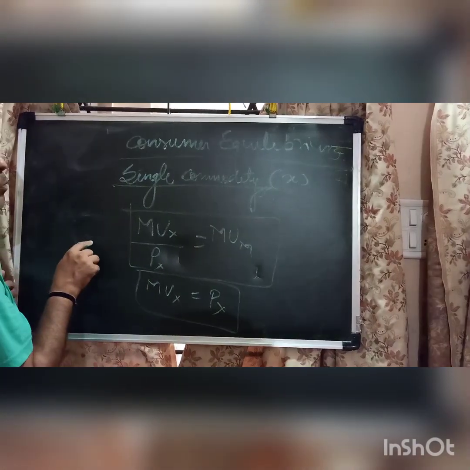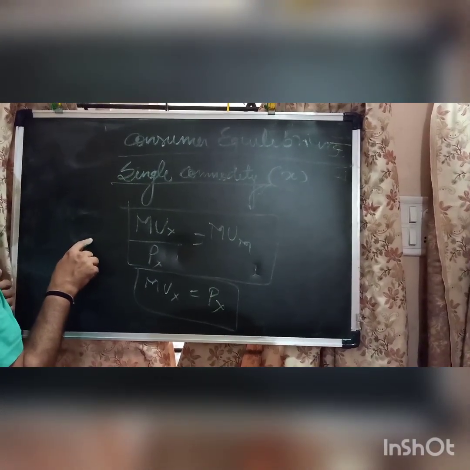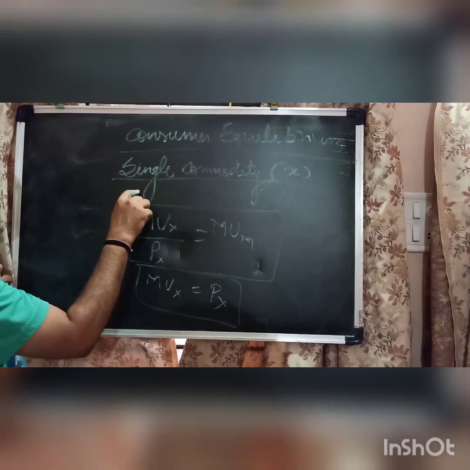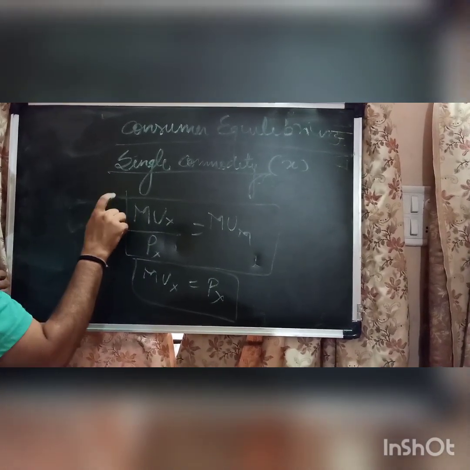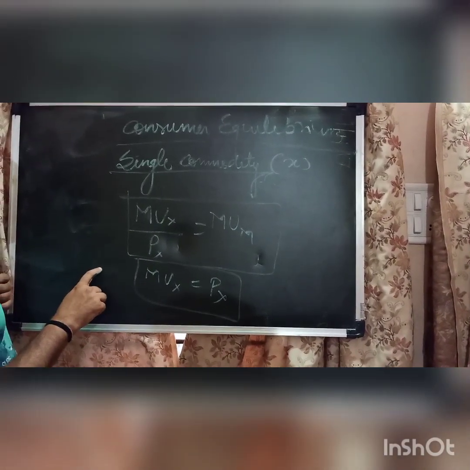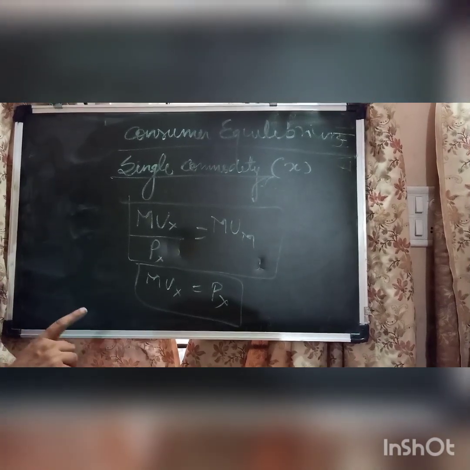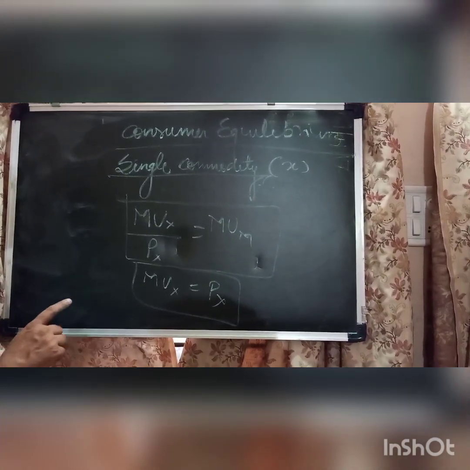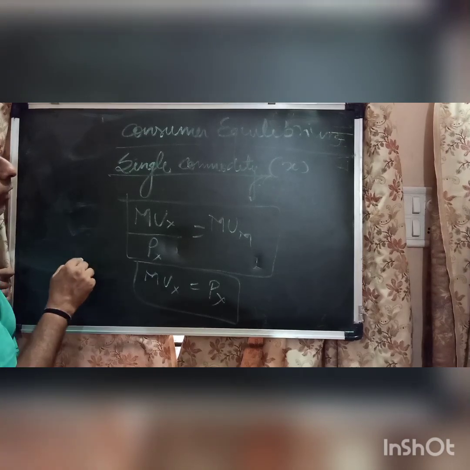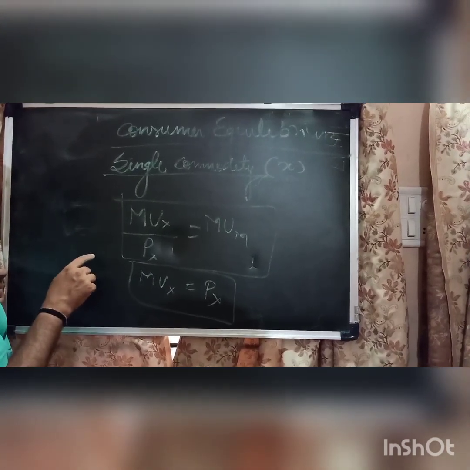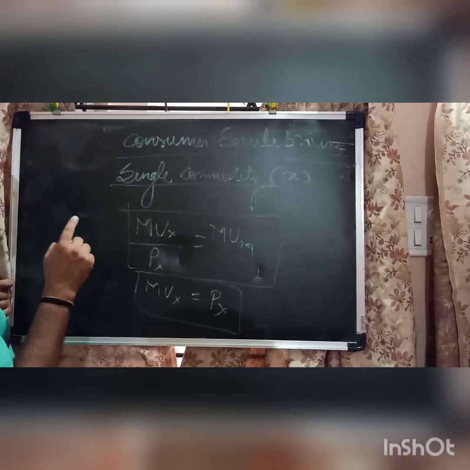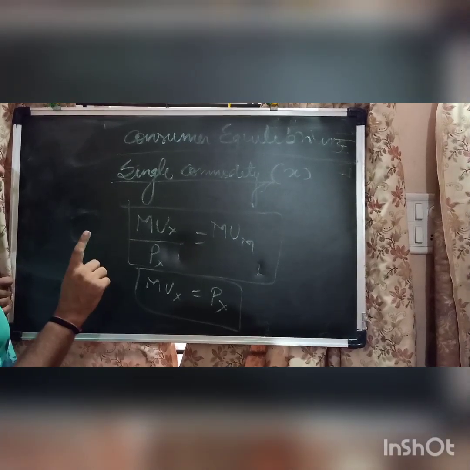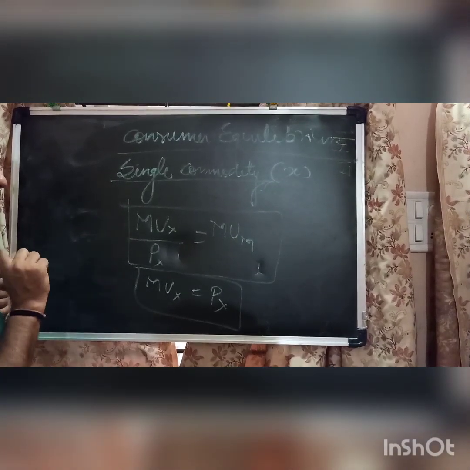Now we will study about the consumer equilibrium in single commodity. In my last video you have seen about marginal utility, law of diminishing marginal utility, and assumptions of law of DMU. In this session we will study about how we can get the consumer equilibrium when there is a single commodity available in the market, that is X.